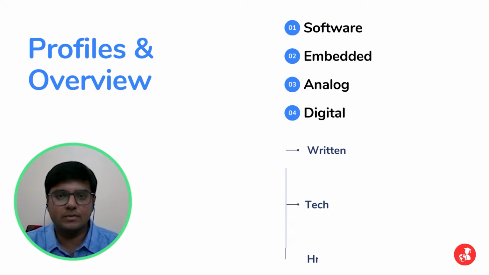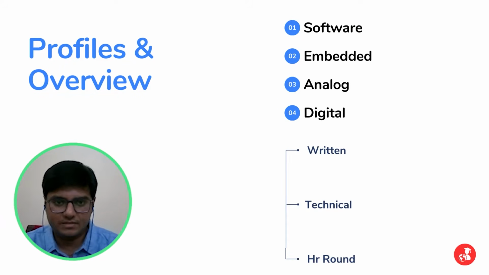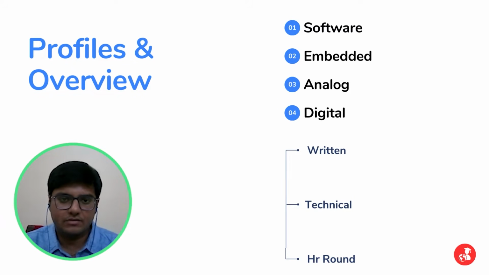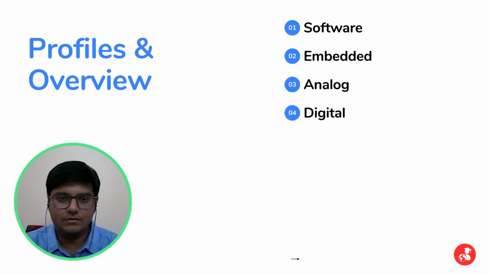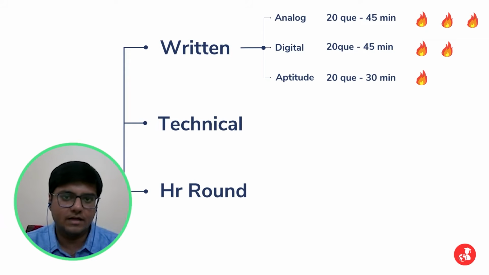So the major recruitment process was in three parts. One was the written test, then the interview round, and then the HR round. In the written test, they had three sections: analog section, digital section, and aptitude section. In the analog section, they had 20 questions for 45 minutes. In the digital section, they had 20 questions for 45 minutes, and in the aptitude section, they had 20 questions for 30 minutes.